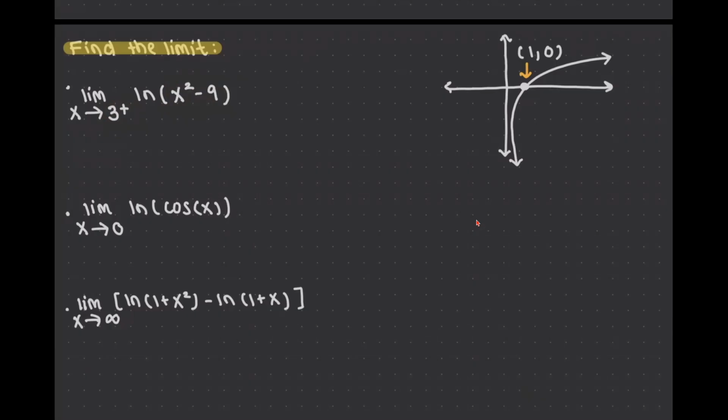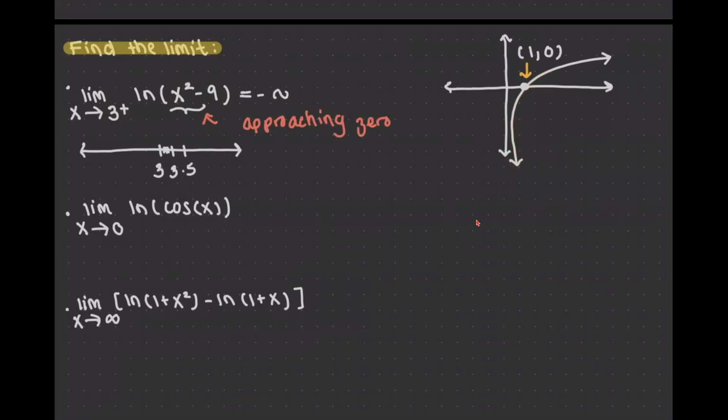So if we draw our number line, here's 3. We're approaching from the right, so say like 3.5. I'm getting close to 3. Well, x squared minus 9 is approaching 0. We know, as we approach 0, ln is going to go to negative infinity. So this limit here will be negative infinity. Very good.